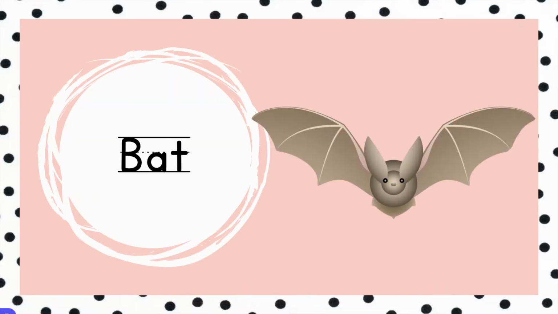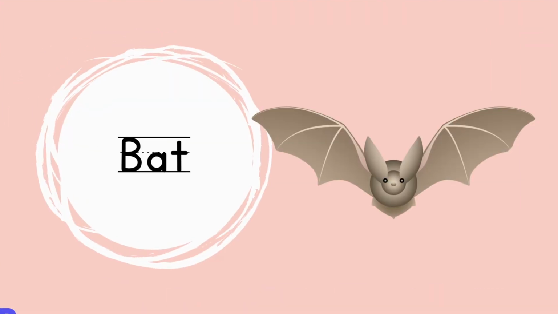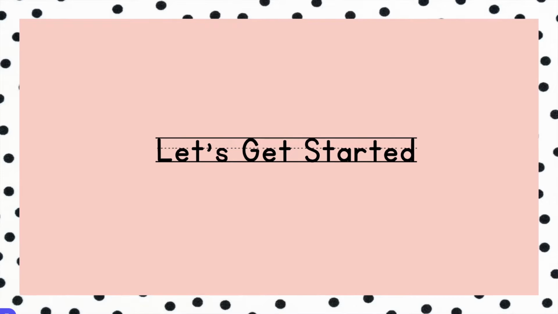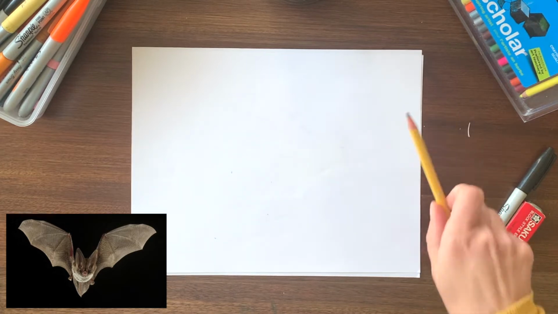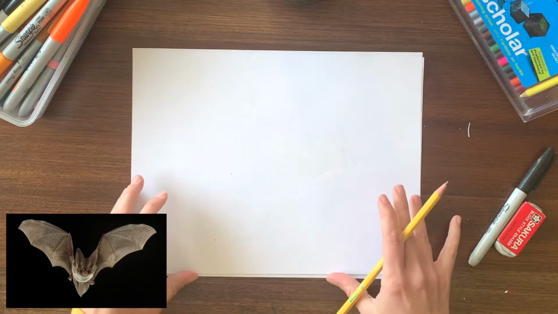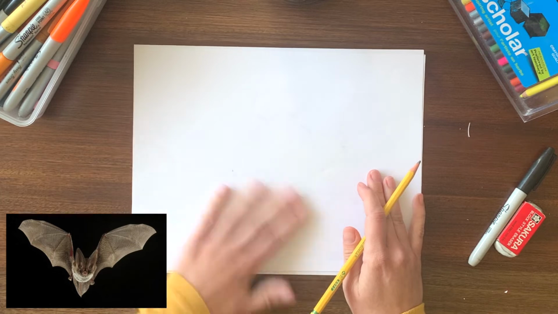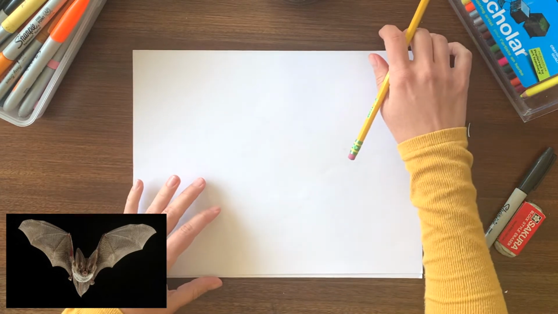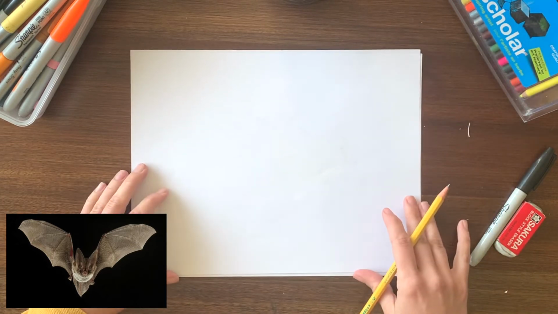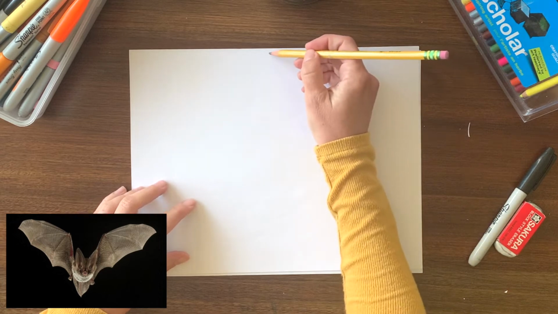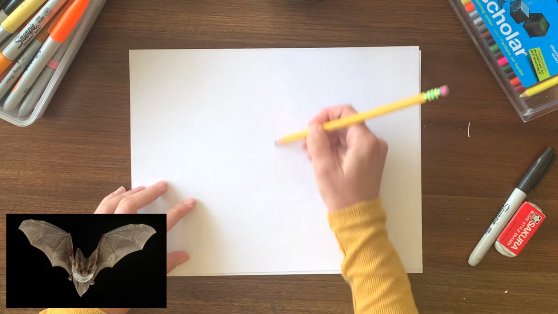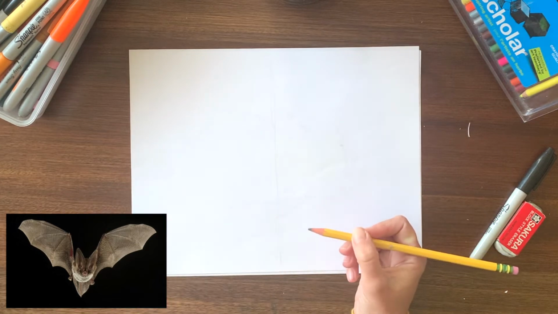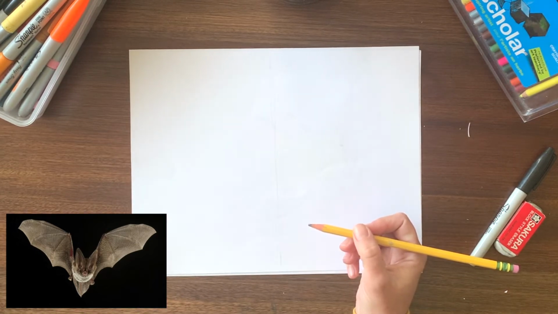Okay, so let's get started on drawing our bat. So here's the picture I'm using as a reference. You can see it on Google Classroom, so you can see it larger on your screen. So I'm going to start with my paper in landscape, so it's side to side. And I'm going to start by drawing a light line of symmetry down the middle.